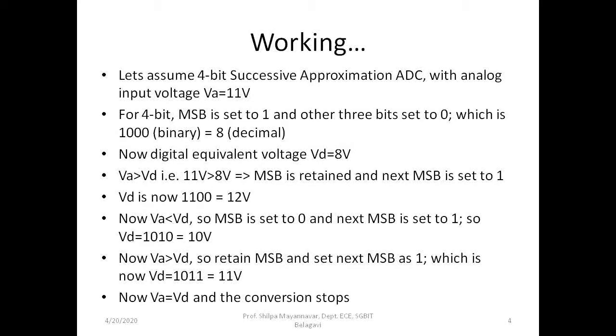Let us assume that a 4-bit ADC is used and the value of the analog input voltage is 11 volts, that is VA equal to 11 volts. Let us represent the digital equivalent voltage as VD. When the conversion starts, the MSB is set to 1. Now the analog input voltage VA is 11 volts and the digital equivalent voltage is 8 volts because the MSB is set to 1 and the remaining bits are set to 0. So it is 1000, equivalent to the digital value of 8 volts.